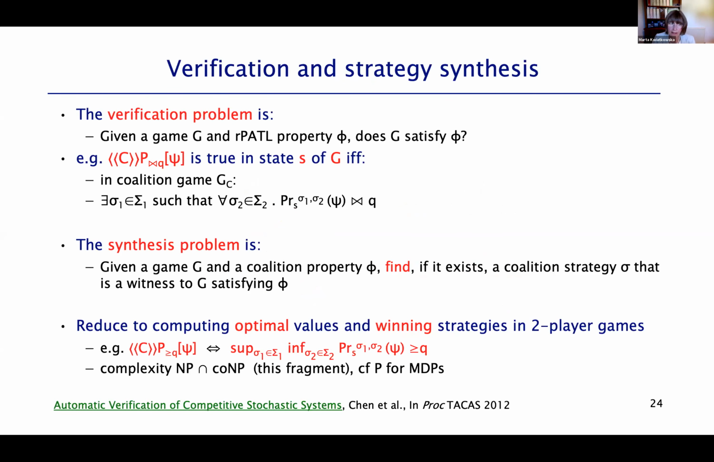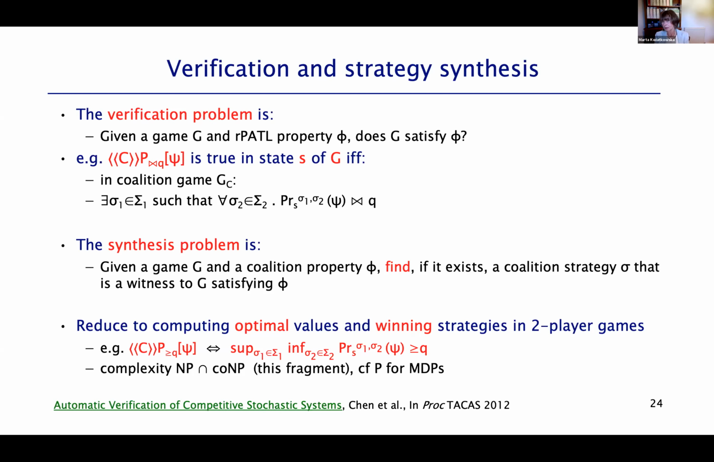And what is the underlying problem that we are studying? Well, there is actually the verification problem, and also its dual, which is the strategy synthesis problem. The verification problem takes a game as a model and a formula, rPATL property phi, which is in CTL style always a state formula, which may involve path formulas, psi as parameters. The question is, does the game satisfy phi?